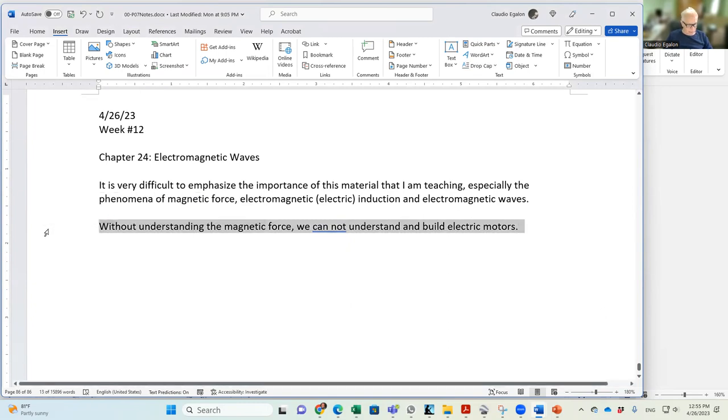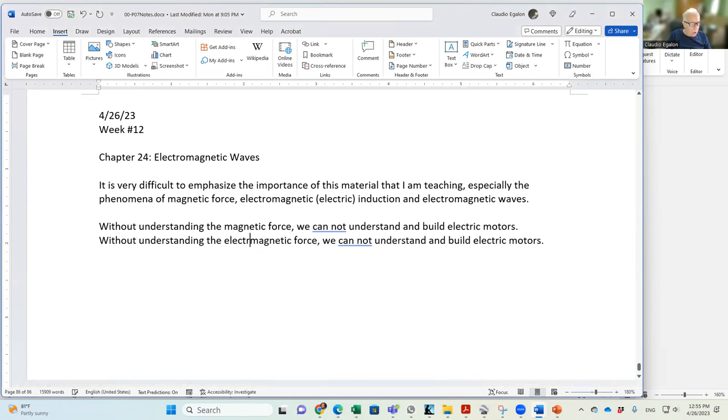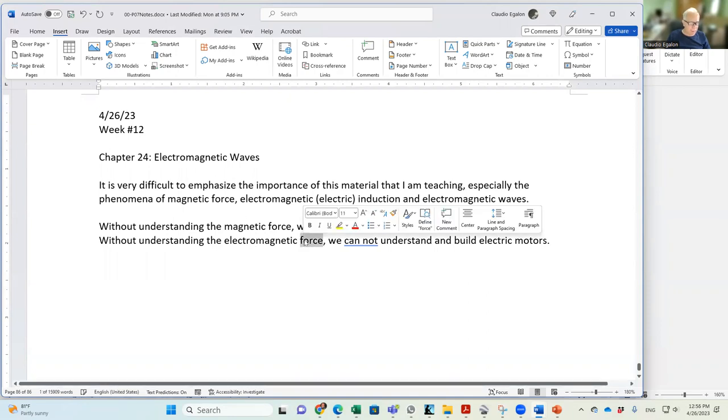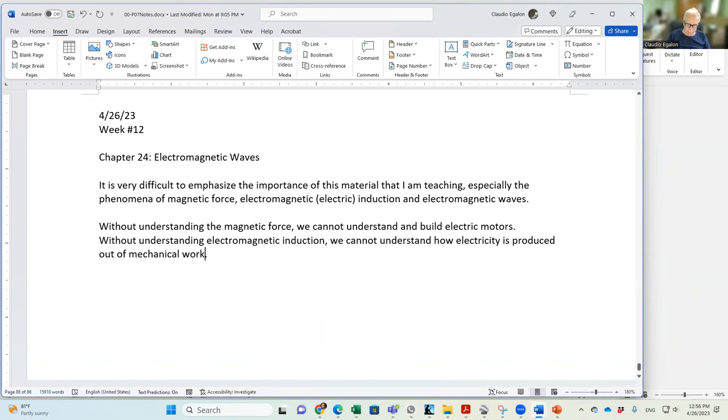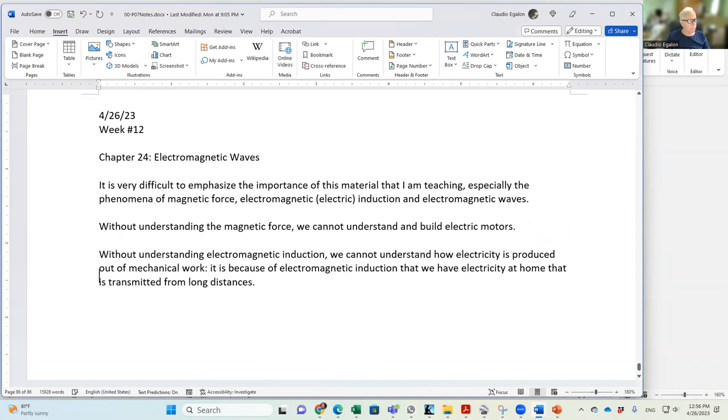Without understanding electromagnetic induction, or electric induction, we cannot understand how electricity is produced out of mechanical work. It's because of electromagnetic induction that we have electricity at home that is transmitted from long distances.